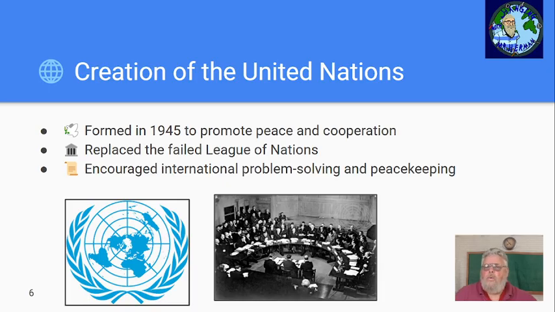After the war, world leaders knew they couldn't afford to repeat the mistakes of the past. In 1945, the United Nations was formed with a mission to promote peace, prevent future conflicts, and bring countries together to solve global problems. The UN replaced the failed League of Nations and quickly became a major player on the world stage. While not perfect, the UN symbolized a new global effort to cooperate instead of destroy.